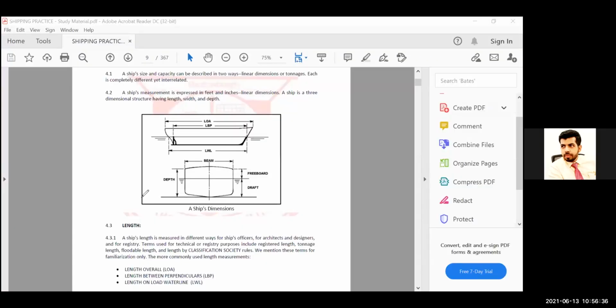Okay, I'll share my screen now. Yes, can you see my screen? Yes, sir, one picture is shared. Okay, here you can see the ship. Yes, we can see it now.